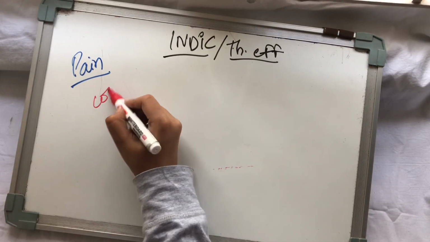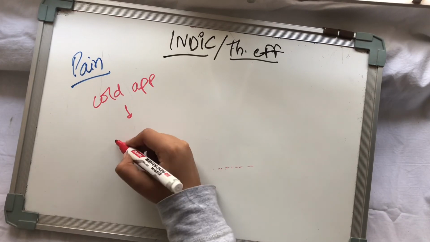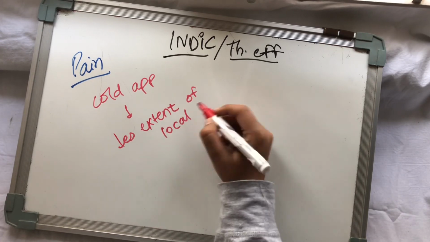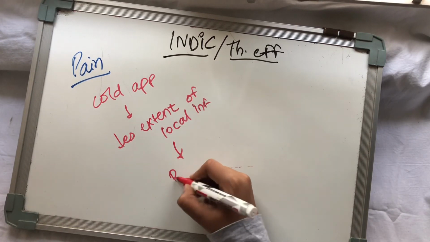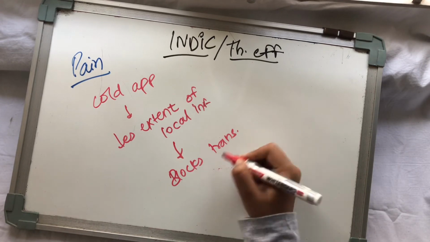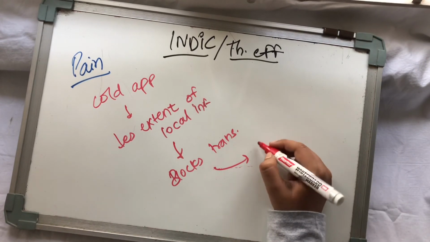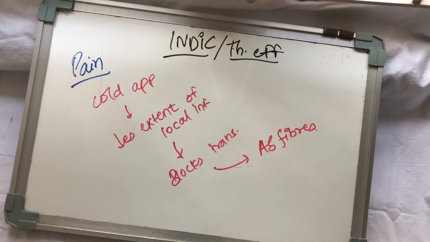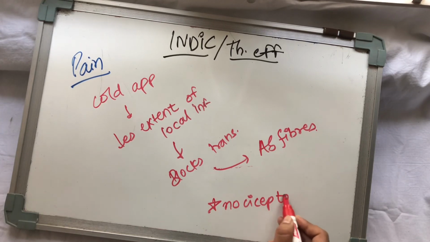Now the second indication is pain, which is the oldest indication of cryotherapy. Pain can be alleviated in several ways by the application of cold. Cold application decreases the extent of local inflammation, which blocks the transmission of fast A delta fibers. Cold has little effect on the conduction of action potential in C fibers also. Another way that cold can reduce pain is via a direct effect on nociceptors.